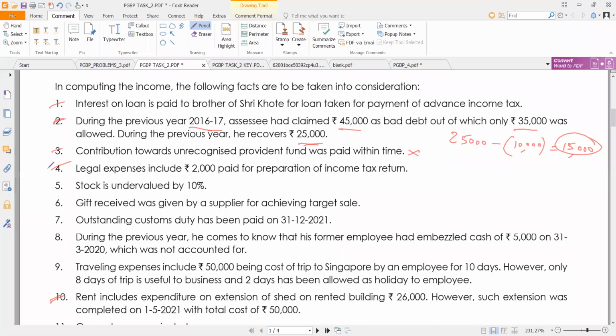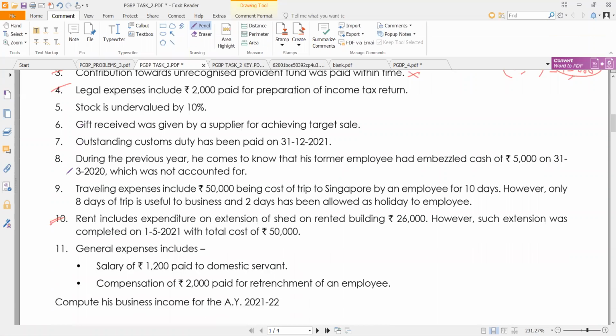That is okay. What is wrong with that? No problem with that. And undervaluation of stock, will come to that. Gift received was given by a supplier for achieving a target sale. That is okay because it is not a personal gift to be taxed under income from other sources. It is for some business only. Achieving target sale is business.